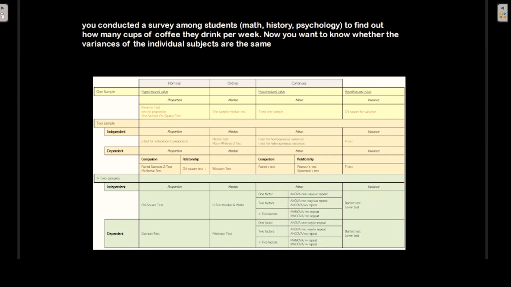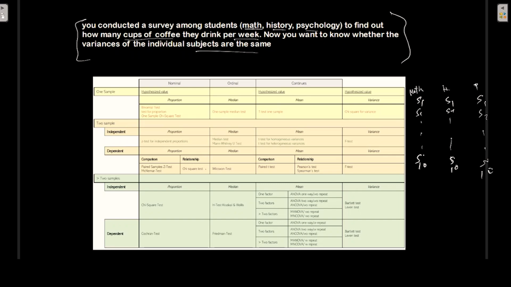So let's look at the last question. There were quite a number of them, but I hope all of them are quite valuable to you. A survey among students of math, history, and psychology departments to find out how many cups of coffee they drink per week. You want to know whether the variances of the groups are the same. So you get maybe 10 students from the math department, another 10 from the history department, and another 10 from psychology. And you're going to ask them how many cups of coffee they drink, X1 being the number of coffees.